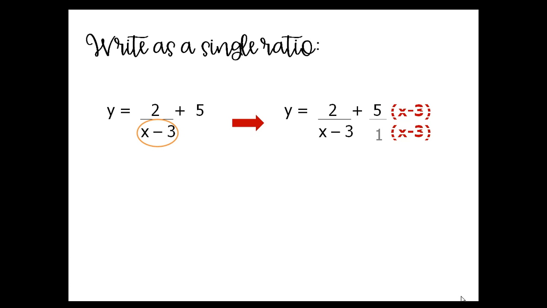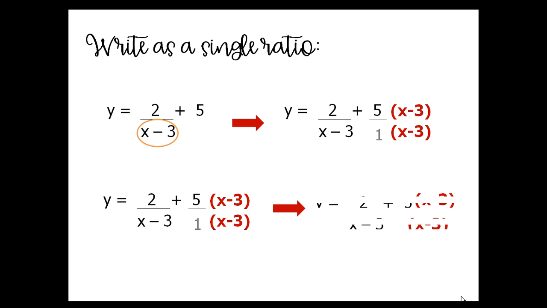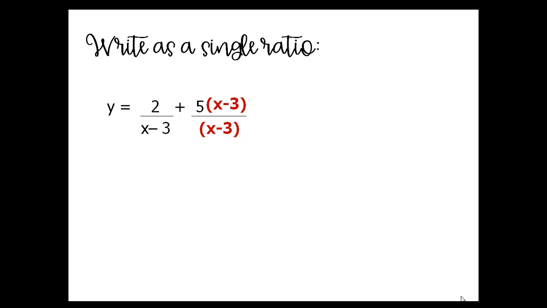And then I'm going to multiply that fraction, 5 over 1, by the common denominator that I decided, which was x minus 3. Just make sure you multiply it to the top and the bottom. Okay, so then when I do that, this is what I have. I have 5 times x minus 3 on the top, and on the bottom I have x minus 3, so the denominators match.